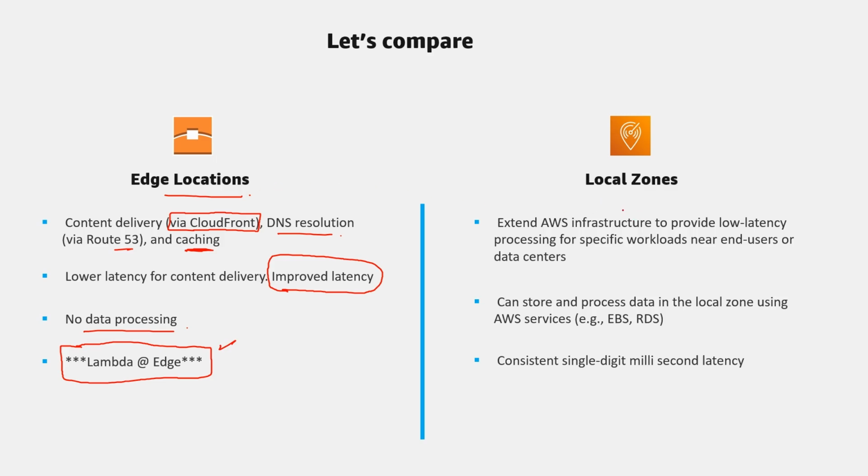Okay. However, local zones extend AWS infrastructure. Okay. As we mentioned earlier, we have a region. It's kind of like you're extending the region closer to a data center or to end users to provide low latency to run your workloads. Okay. And there is processing of specific workloads near end users and data centers. Okay, so you are actually deploying applications over here. And you can store and process data in local zone using AWS services such as EBS and RDS. We have already seen that. And it provides a consistent single-digit millisecond latency for your application that requires that very minimal latency.